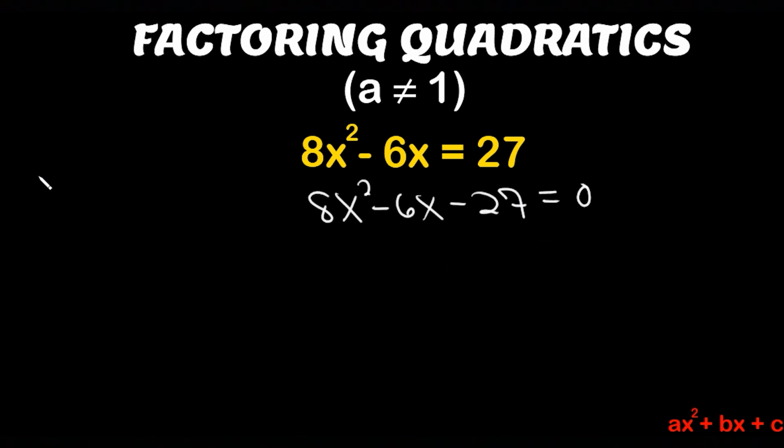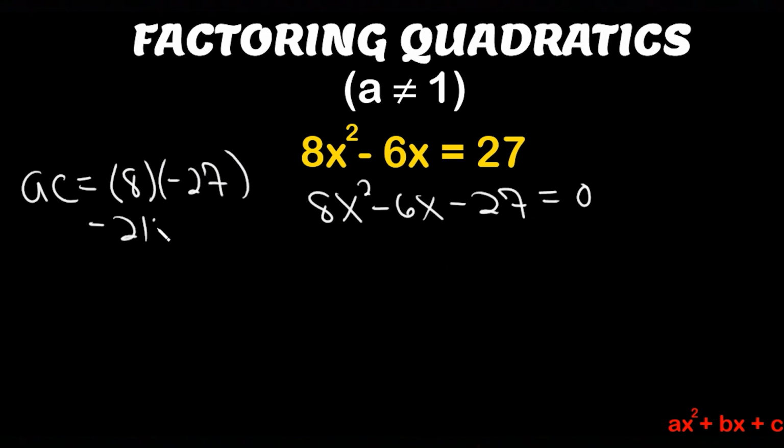So a times c. What do I get there? I get 8 times a negative 27, right? That ends up giving me negative 216, okay? So again, I need two numbers that, when I multiply, will give me negative 216, but add up to my negative 6 right here, right? Add up to my b. So using your calculator, you can come up with those numbers, but you should end up getting 18 and 12.